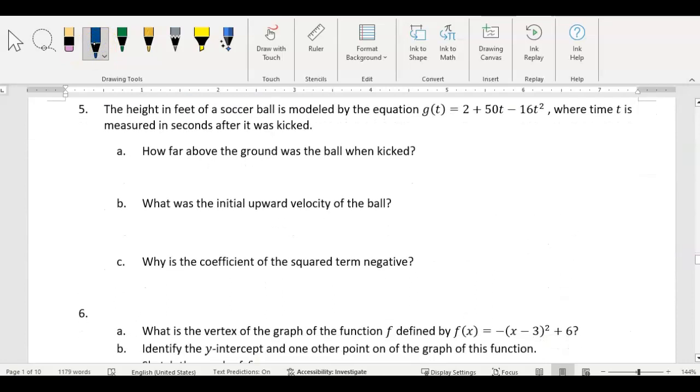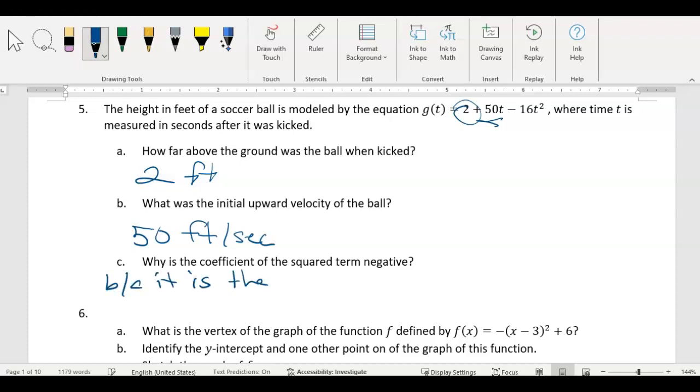Number 5, the height in feet of a soccer ball is modeled by this equation, where time is measured in seconds after it was kicked. How far above the ground was the ball when it was kicked? 2 feet. So I don't know what it was on, but it was above the ground. And we see that there in the y-intercept. What was the upward velocity? That would be 50, since we're talking about seconds and feet per second. And then why is the coefficient of the squared term negative? That's because it is the effect of gravity.